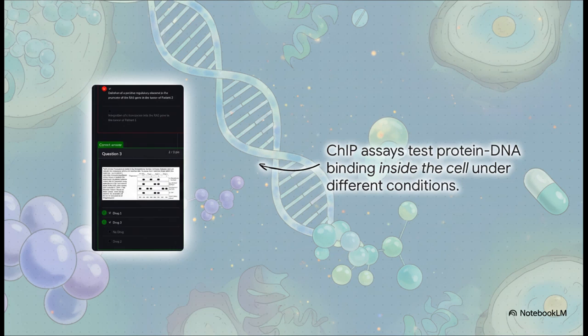Next up, the ChIP assay. This is a big one. The huge difference between ChIP and EMSA is that ChIP tells you what's happening inside a living cell. It's not in a test tube. So with ChIP, you're asking a question like, is DNA polymerase actually sitting on the replication fork right now inside the cell? That's the power of ChIP.